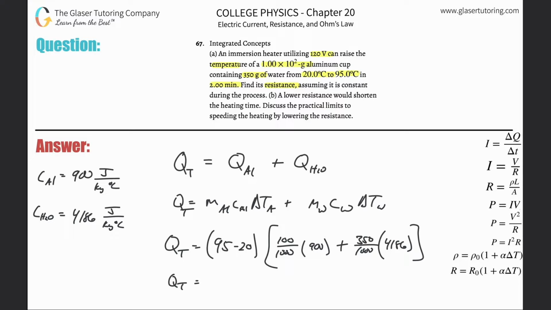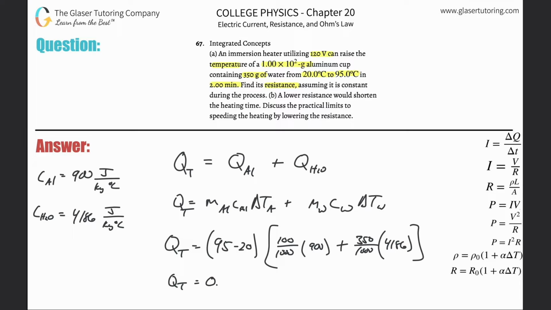So 75. And then what we're going to do is take that and multiply it by essentially 0.1 times 900 plus 0.35 times 4186. So here we're going to have a total value of, I did division. I was looking at this, I'm like, yeah, that sounds like a really small, tiny value. One second. All right, so 75 times, there we go. So this is going to be 0.1 times 900 plus 0.35 times 4186.